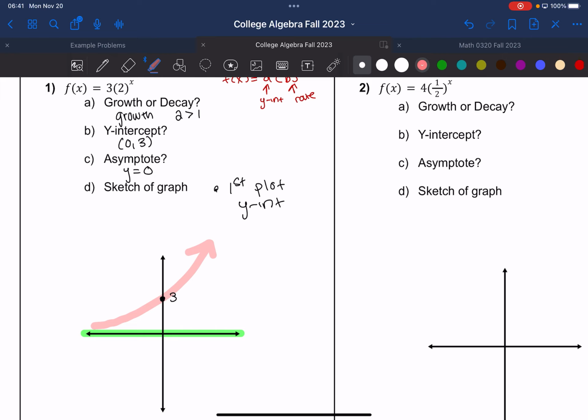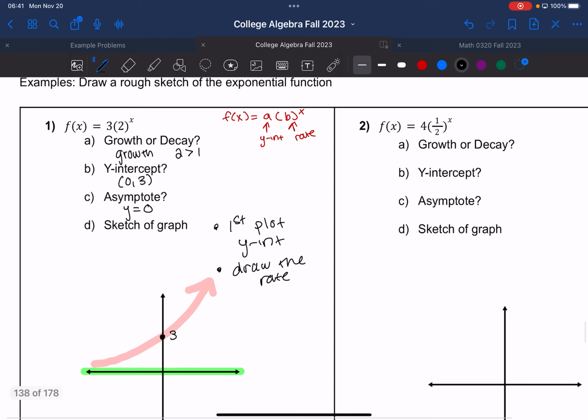So the only difference is if it was a decay, our arrow would be pointing down. It would be going down and to the right, but would not go past that y equals 0 line. So you first plot the y-intercept, then you draw the rate, whether that is a growth or a decay. Any questions on number 1?